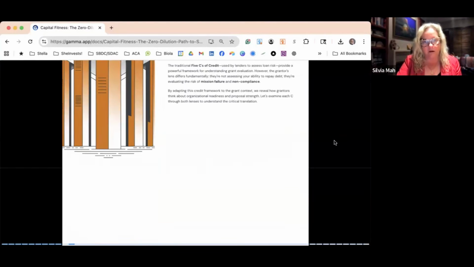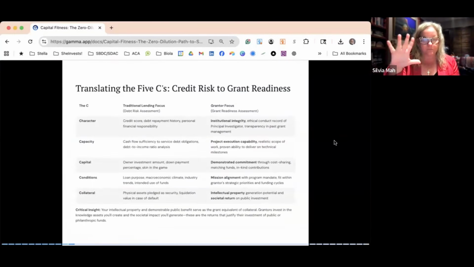The 5 C's are the 5 that I mentioned at the very beginning: character, capacity, capital, conditions, and collateral, right? So I gave you side by side here. I'm excited about when I put this together. I'm like, yes, I kind of got it. So the traditional loan lending focus is all of these here. The character piece is credit score, right? But for the grantor or grant readiness assessment, it's about institutional integrity, ethical conduct record of the principal investigator or whoever is the CEO, transparency, and past grant management.